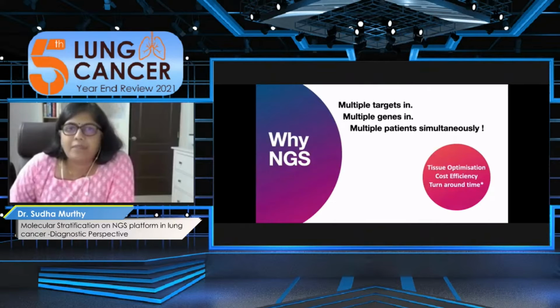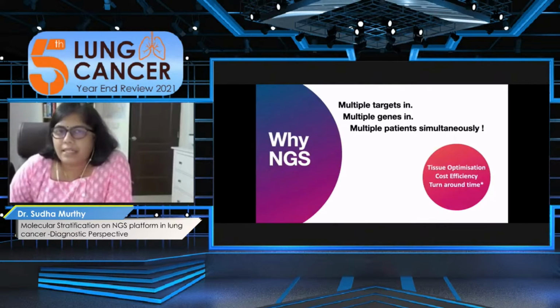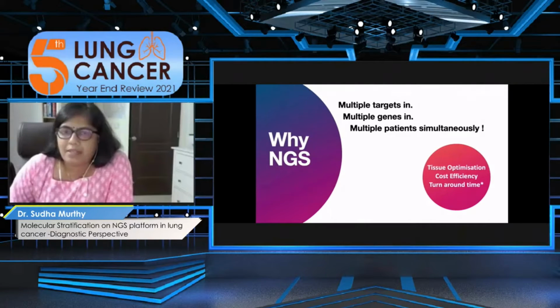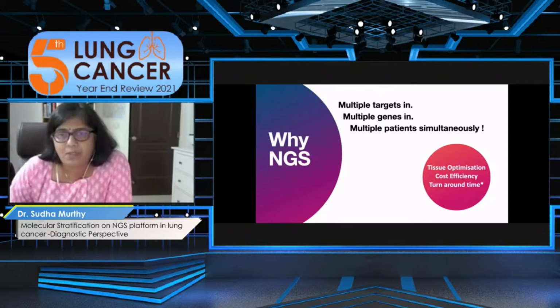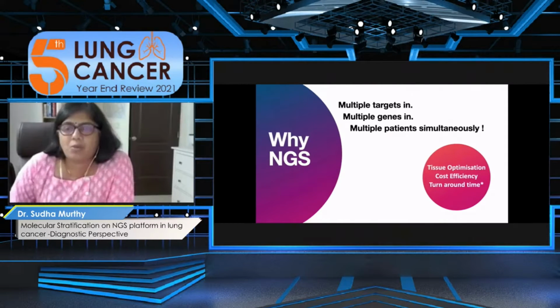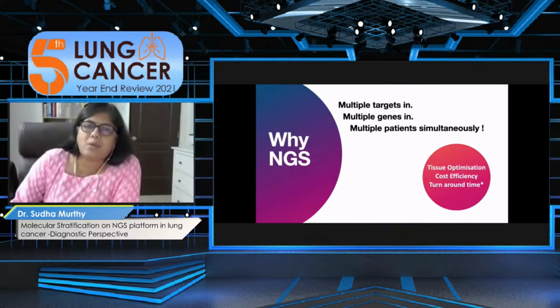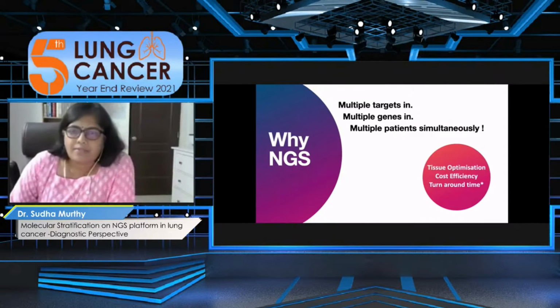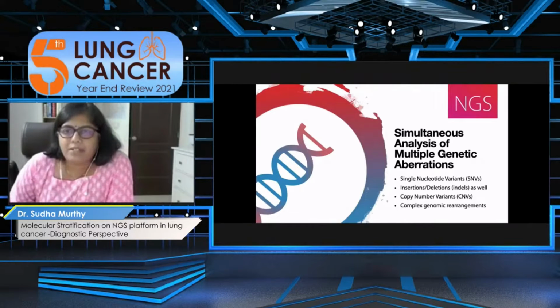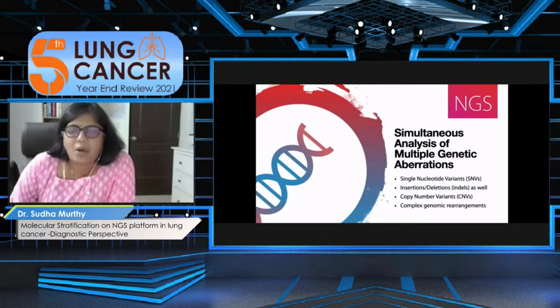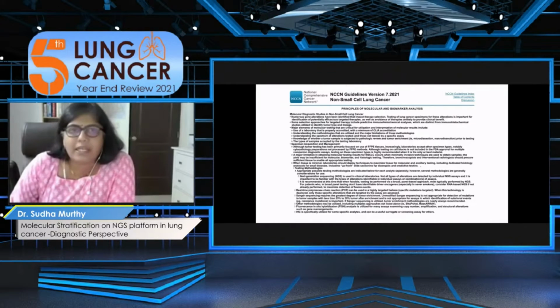And so why NGS? We can detect multiple targets and multiple genes in multiple patients simultaneously. So therefore, it gives us tissue optimization and makes it cost efficient because you're doing everything in one go. And obviously, the technology has evolved so much that the turnaround times are also shorter and we're getting quick results from NGS. So these are the different genetic aberrations which we would be seeing: single nucleotide variants, insertions, deletions, copy number variants, and complex genomic rearrangements.